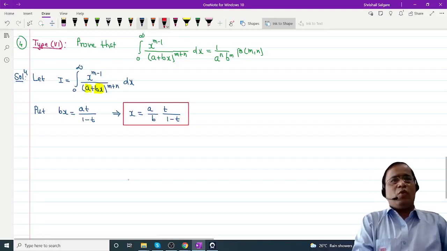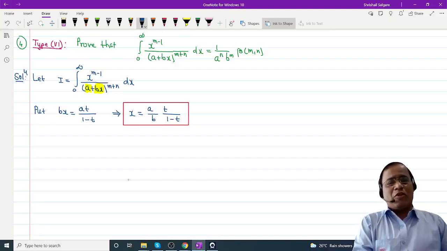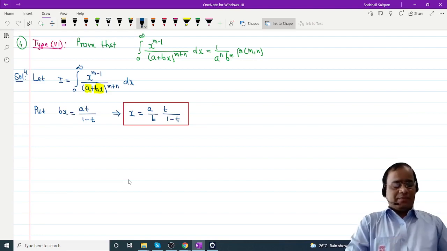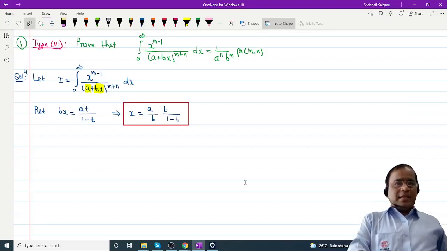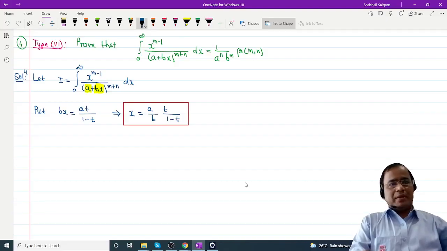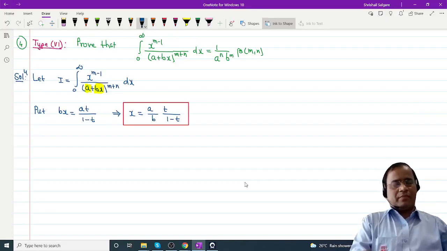So I will give 1 minute. Anyone can compute dx and tell me the answer. I will pause the video. I will take a break 1 minute. So try to calculate dx and tell me. Once again, can you tell dx value once again? Yes, a by b into 1 by 1 minus t square into dt.